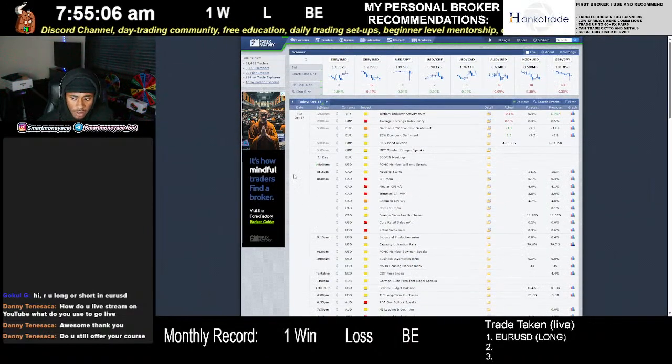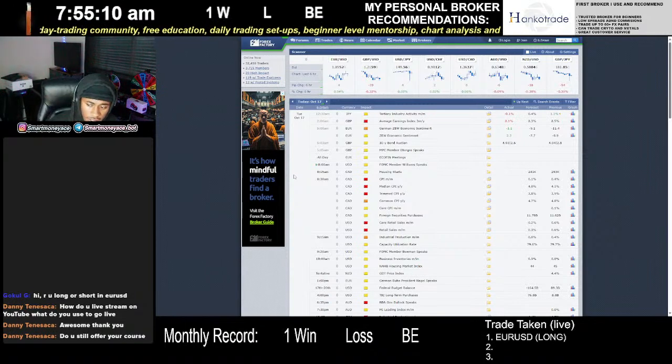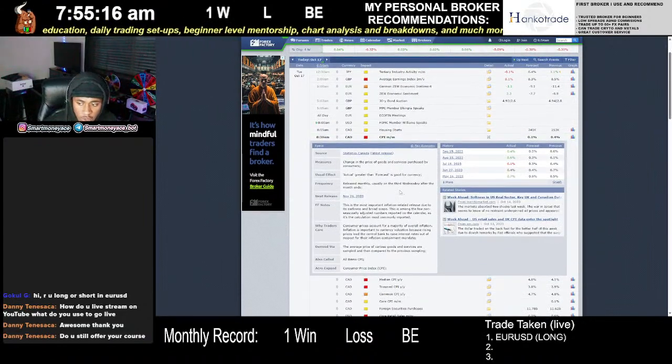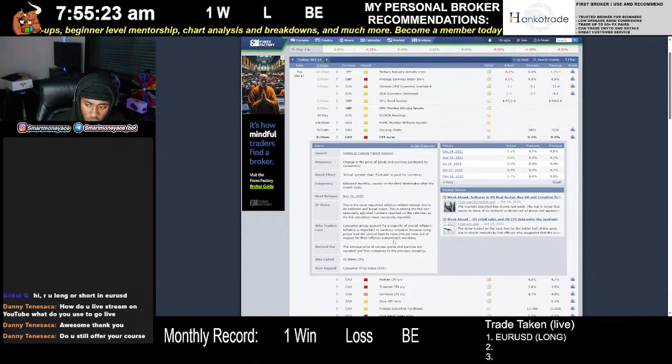But at 8:30, we have CPI on CAD. We have median CPI. We have trim CPI. And then we have USD core retail sales. CPI being the consumer price index, the most important inflation-related release due to its earliest and broad scope. Consumer prices account for a majority of overall inflation. Inflation is important to currency valuation because rising prices lead the central bank to raise interest rates out of respect of their inflation containment mandate.